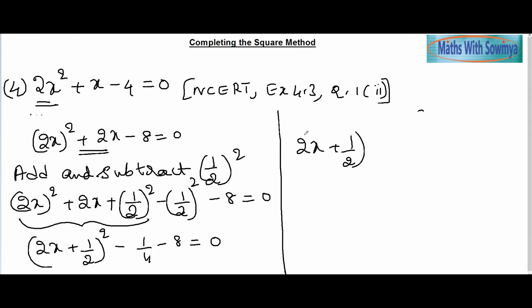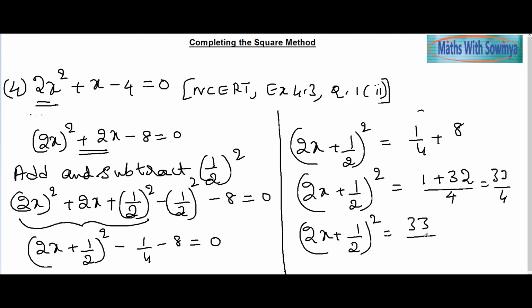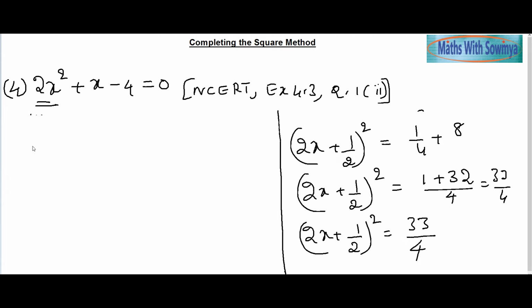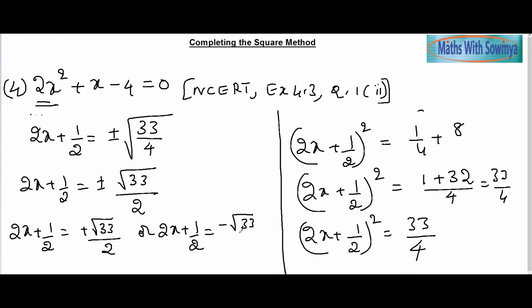2x plus half whole square is equal to 1 by 4 plus 8. So 1 plus 32 divided by 4 will give me 33 by 4. So 2x plus half whole square, we got 33 by 4. So we can take the square root here. So I will write 2x plus half will be plus or minus square root of 33 by 4. So 2x plus half is equal to plus or minus root 33 as it is, as it does not have any square root. 4 you can write as 2. So I can write 2x plus half is equal to plus root 33 by 2, or 2x plus half is equal to minus root 33 by 2.